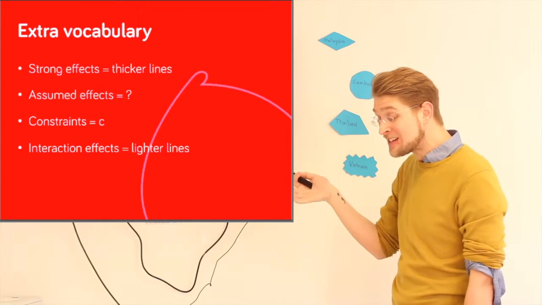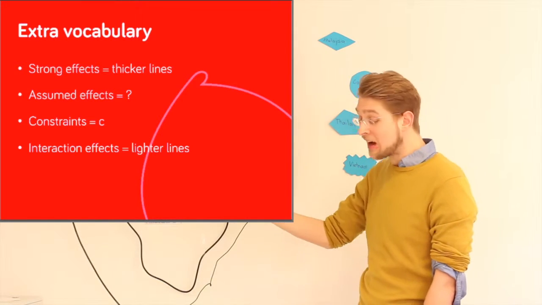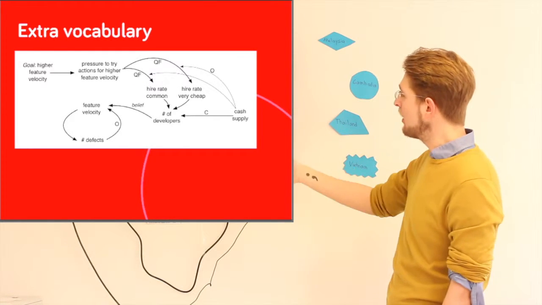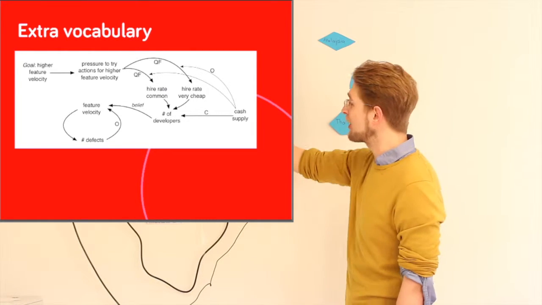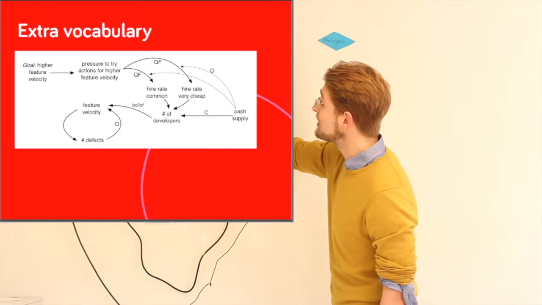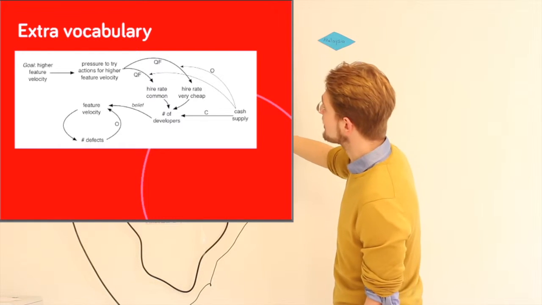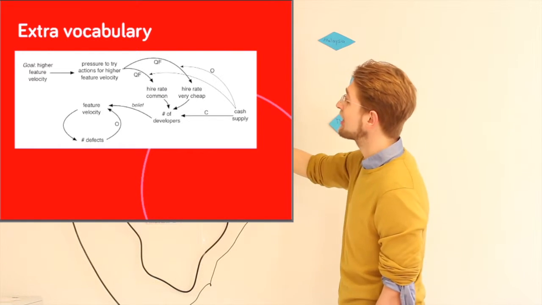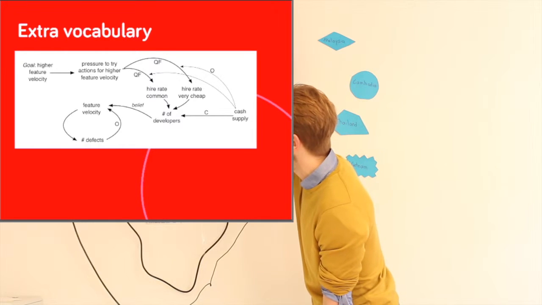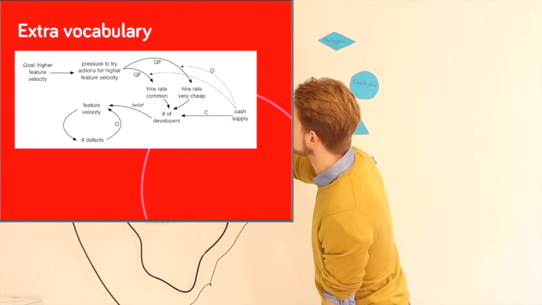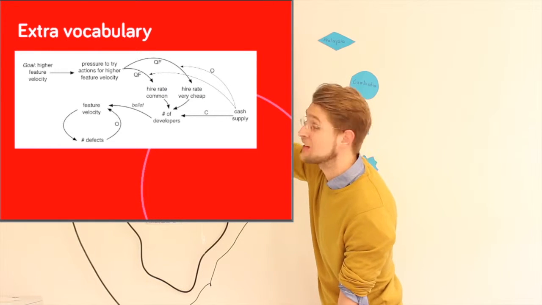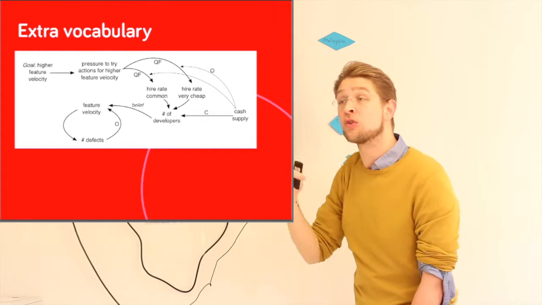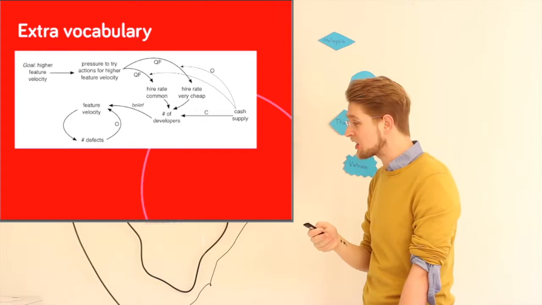We can also model interaction effects with lighter lines, and here's an example. So there's a constraint, cash supply to number of developers. Great, so that's a constraint. This is an interaction effect. So this is an effect that's saying cash supply affects the interaction between these two things. It doesn't affect the individual variables, it affects the line that's linking them. So that can be a useful tool as well in trying to understand what's going on.